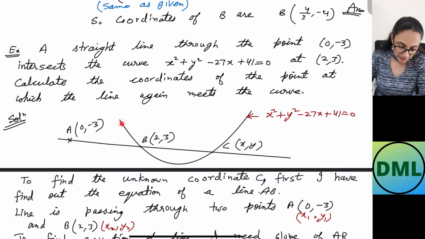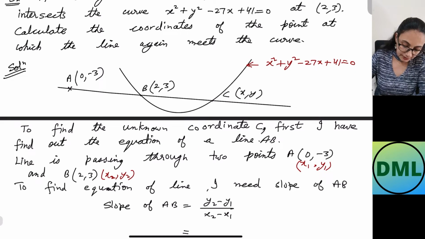As you can see, I have drawn the curve for you, and this is the straight line passing through the point A (0, -3). Now this line cuts the curve at two points. The first point is (2, 3), which is given to you, and the second point you have to figure out. To find the unknown coordinate C, first I have to find the equation of the line AB, passing through the points A (0, -3) and B (2, 3).